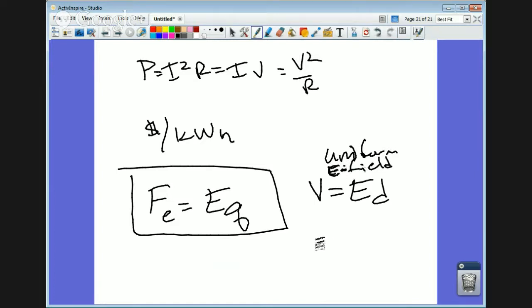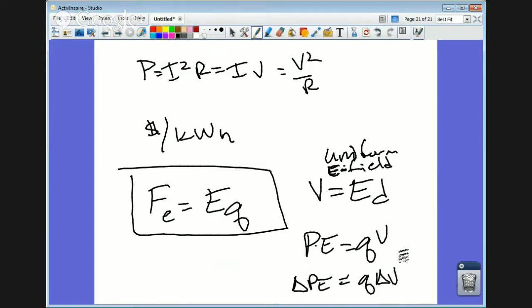Okay, and then U or PE, potential energy, is QV. The change in PE is Q delta V. All right, so there's all the point charge stuff, which I hope you guys know, but make sure that at the very least you understand that FE is equal to EQ.